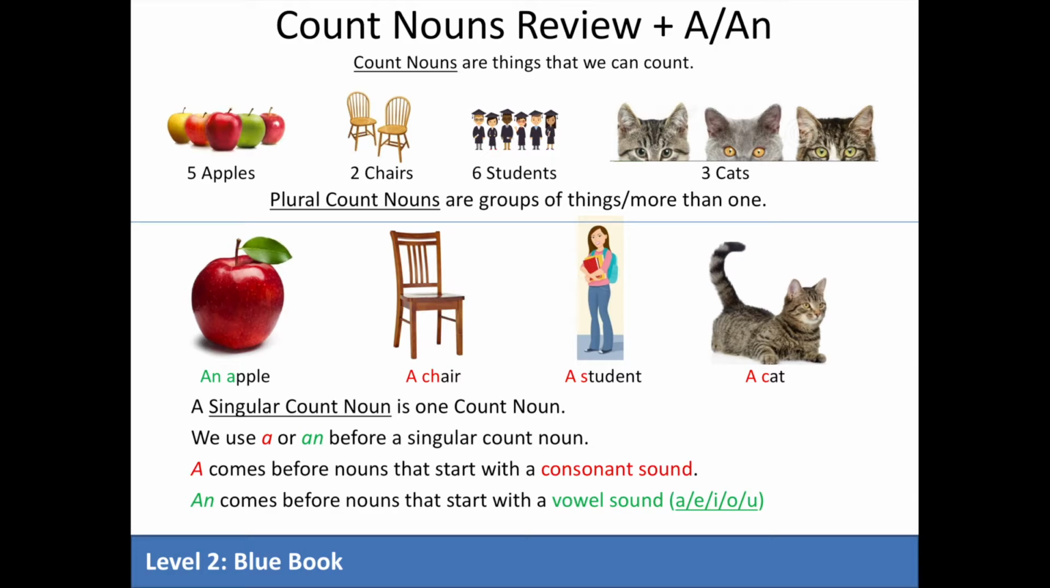However, with singular count nouns or one count noun, we can use the articles a or an before the singular count noun. You'll have to remember that a comes before nouns that start with a consonant sound, and an comes before nouns that start with a vowel sound. Here are some examples. An apple. Again, we have the vowel sound, so we need an. A chair. Singular count noun, chair, with a consonant sound, so we need the article a. A student, and a cat. Singular count nouns with consonant sounds.